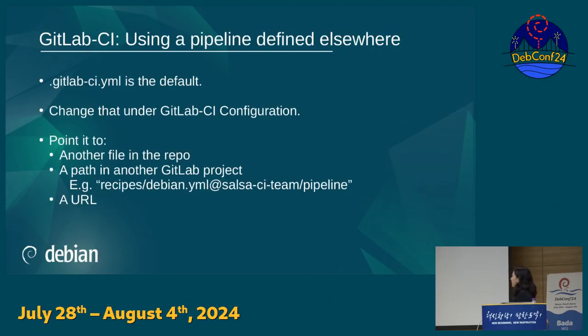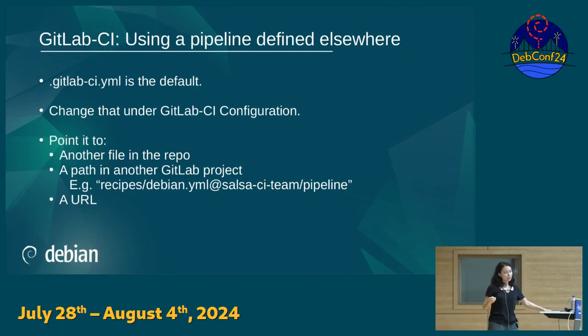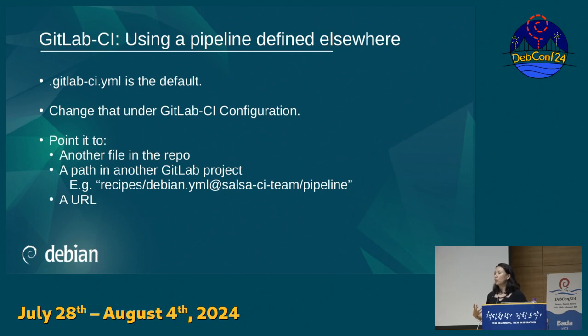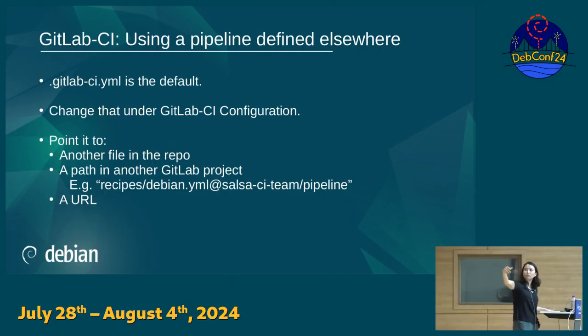And what is really interesting about GitLab-CI is that you can define a pipeline inside your repository, inside that magic name, .gitlab-ci, which is the default, but you can also change it under the configuration to point to somewhere else. So you can point to another file in the same repo. Let's say that you rename your .gitlab-ci.yaml file to foo.txt for some reason, and you can point to it. You can also point to a path in another GitLab repo.